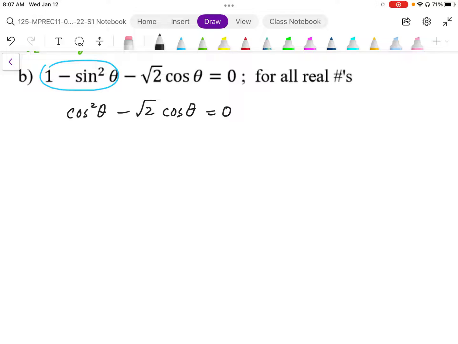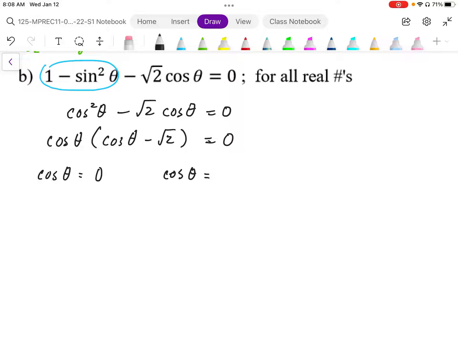This is a quadratic equation, so I need to factor. So I end up with cos theta times cos theta minus root 2. It's equal to 0. I can solve these independently of each other. So here I have cos theta is equal to 0. I need to solve that equation. Here I have cos theta equal to root 2. So in this case, cos theta cannot equal root 2. This is outside the domain. So I'm going to eliminate this one right away.